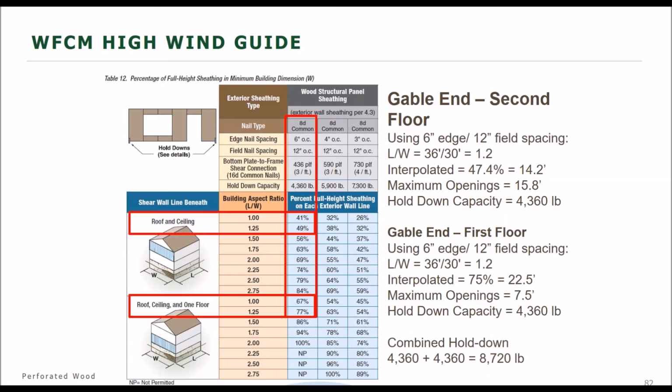Following the same process for the first floor, we see that we're going to use those 6 and 12 spacings again. Our required full height sheathing is 75% of the wall, or 22.5 feet. So our maximum amount of openings on the first floor of our gable end is 7.5 feet. Hold down capacity would be 4,360 again. So we'll combine it with that first floor hold down requirement, and we get a hold down capacity requirement of 8,720 pounds.